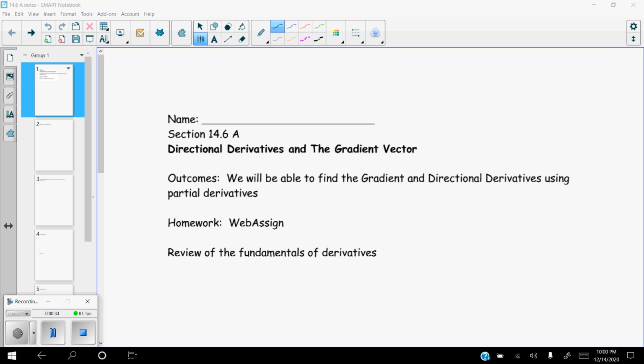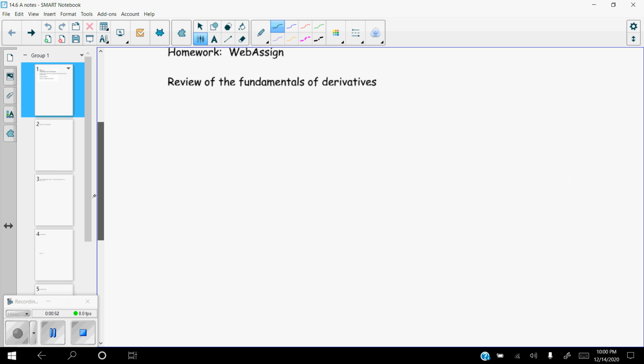And really, you could probably get away with just doing video 2 if all you want to do is do the problems. But if you actually want to understand what the gradient vector and everything is, then video 1 is going to be helpful with that. Doing the actual problems, pretty simple, pretty straightforward overall. All right, so let's go ahead and talk about what the gradient is. So let's review some of the fundamentals of derivatives.